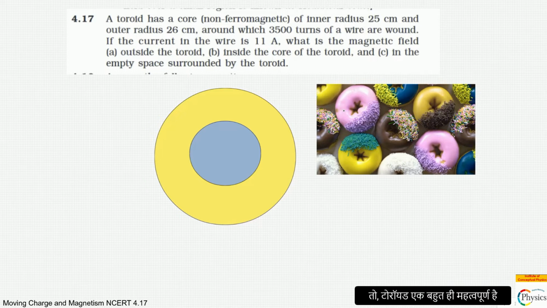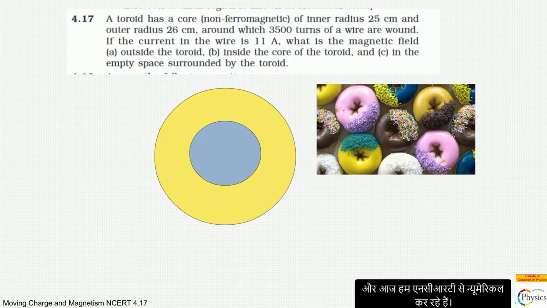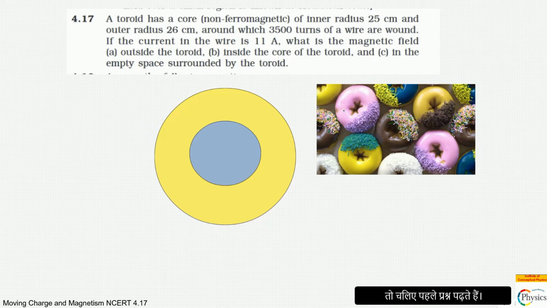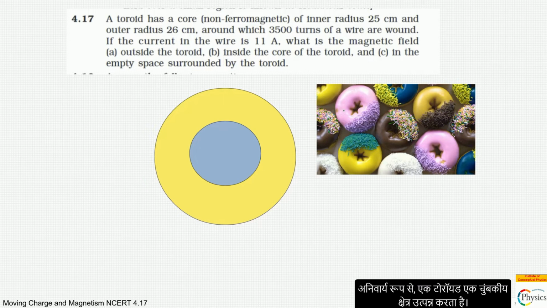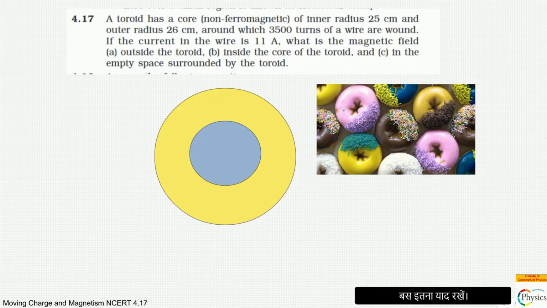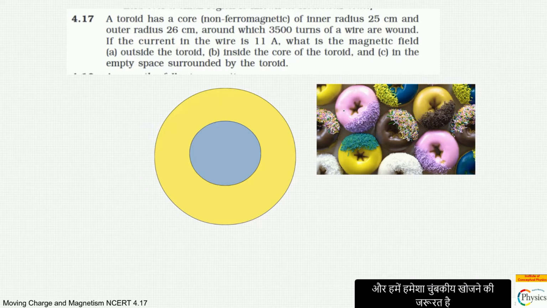Toroid is a very important topic for class 12th physics, and today we are doing a numerical from NCERT. So, let's read the question first. Essentially, a toroid produces a magnetic field. Just remember that. And we always need to find the magnetic field due to a toroid at different places.